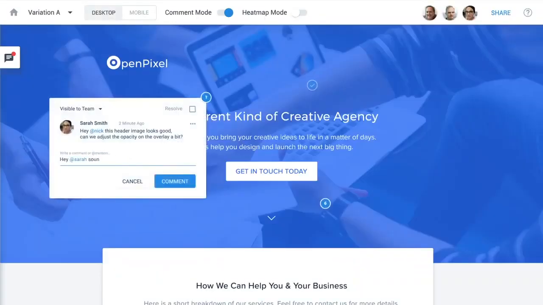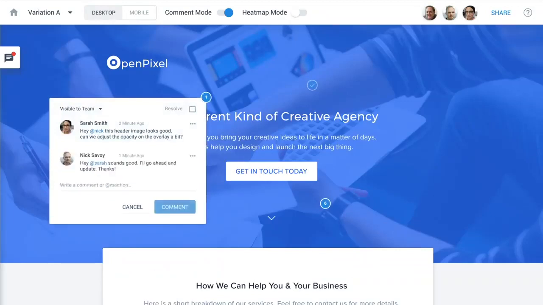And with real-time collaboration, you can work together smarter to publish your pages faster.